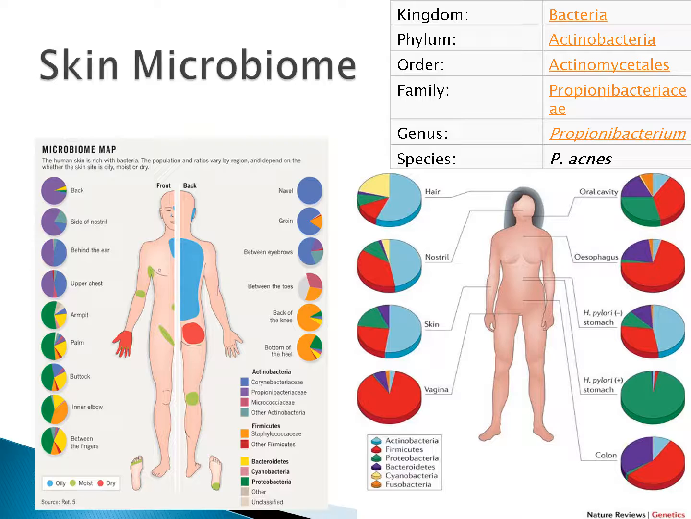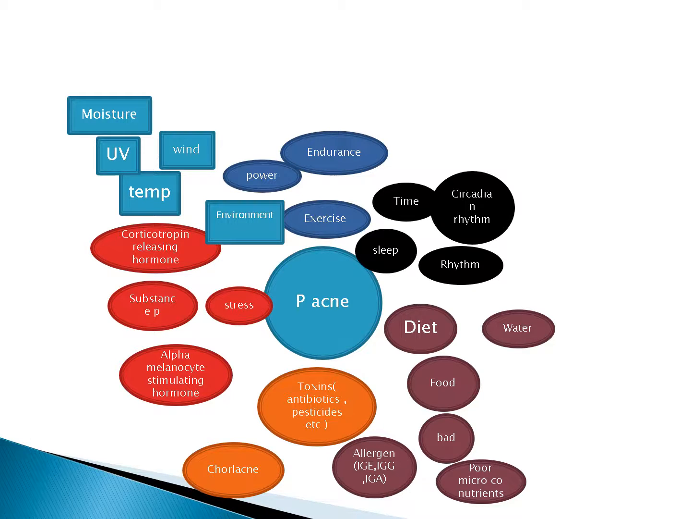So this is basically a graph that's supposed to make you more familiar with where P. acne is as far as where its lineage comes from, and also its presence on the skin, and how it interacts with or is present with other bacteria in the skin. So these are all the factors that can influence your skin.